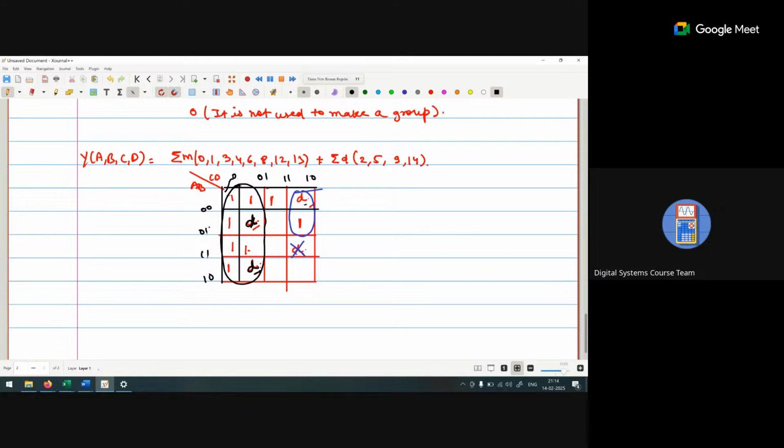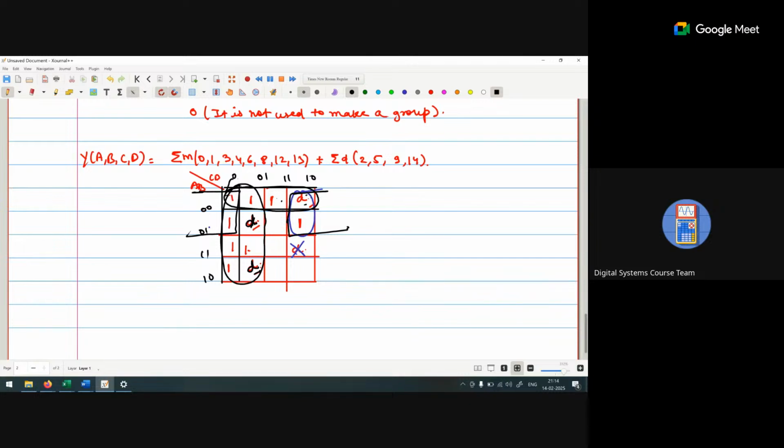Now, if I am not considering this D, the scenario is that a group of this particular min term is there, so a group of 2 is possible. But when I consider this D, a group of 4 is possible. Similarly, with the help of this D and this one, or with this D and this one, we create a group of 4.